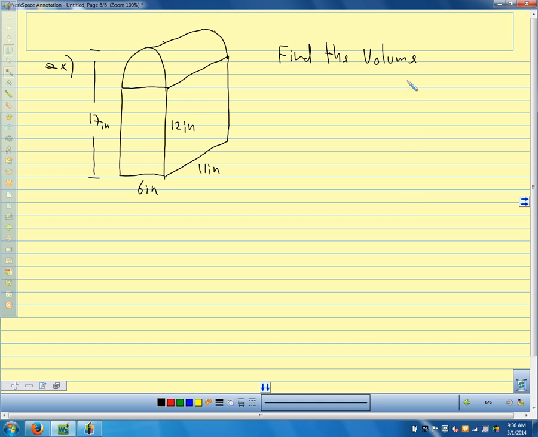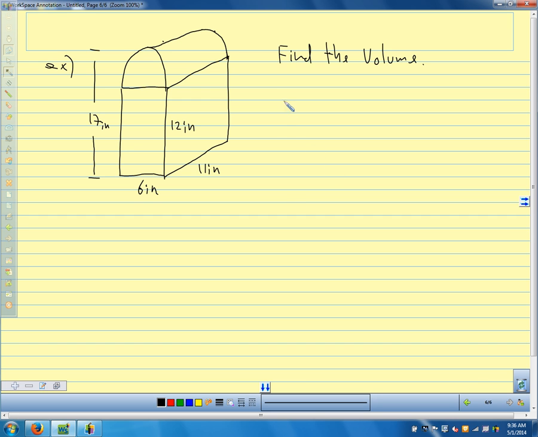So what is this shape? Rectangle with half a cylinder on top. So we don't have a formula for the volume of a lunchbox. So we need to figure out what formulas turn it into shapes that we know how to work with. So this looks like a prism with a half a cylinder on top.